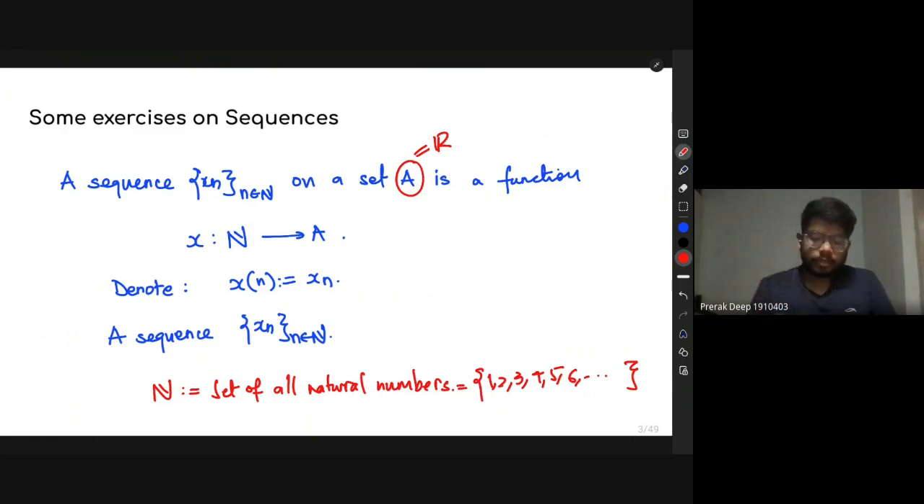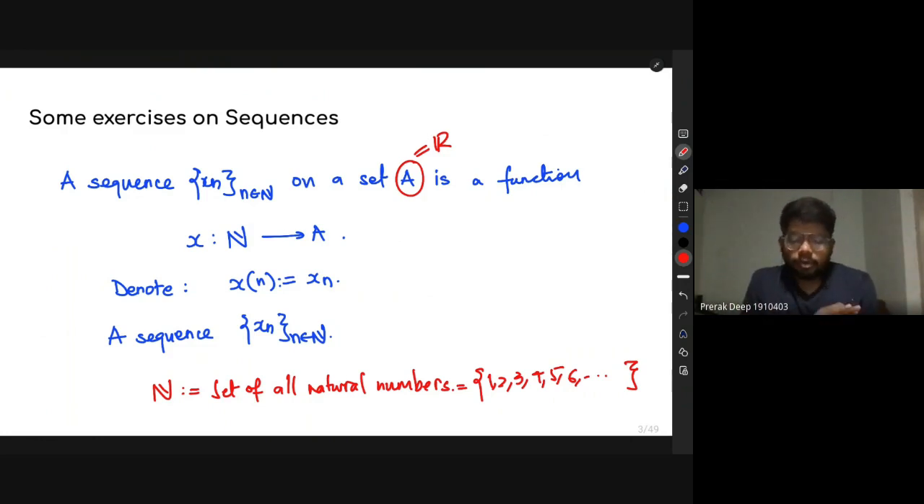A sequence xn on a set A is a function from the set of natural numbers to that set A. We denote this function as x subscript n, and we denote a sequence by curly bracket xn, where n is varying over N. For those who don't know, the symbol N represents the set of all natural numbers. And what are natural numbers? 1, 2, 3, 4, 5, 6, and so on are called the natural numbers.